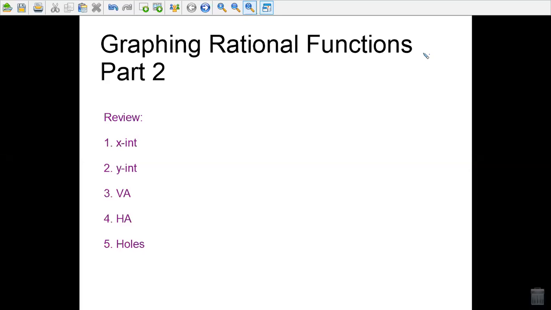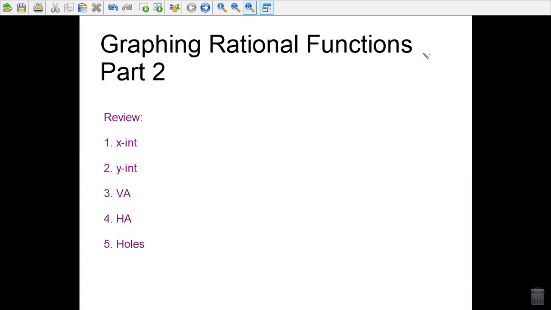All right, so for this video, we're going to keep looking at our rational functions and graphing them, and we're going to still do everything we did in the last video where we find those 5 key features, but now we're actually going to take those features and put them on a graph and use a calculator to see what the graph looks like so we can kind of fill in the rest.